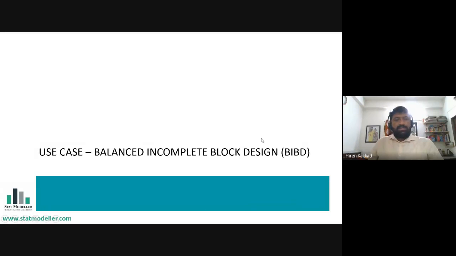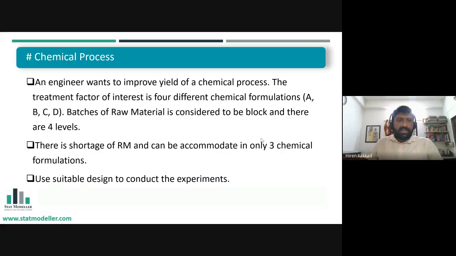So now, we have already discussed the intuition of this BIBD. Now let us see an example of it. An engineer wants to improve the yield of a chemical process. The treatment factor of interest is four different chemical formulations, that is A, B, C, and D. Batches of raw material are considered to be a block, and there are four levels, so the block also has four levels.